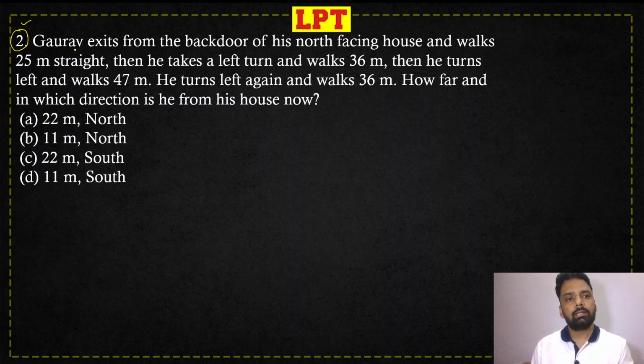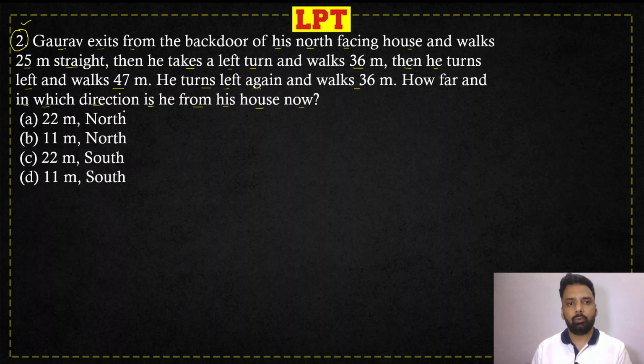Now the second question says that Gaurav exits from the back door of his north facing house and walks 25 meters straight. Then he takes a left turn and walks 36 meters. Then he turns left and walks 47 meters. Turns left again and walks 36 meters. How far and in which direction is he from his house now?